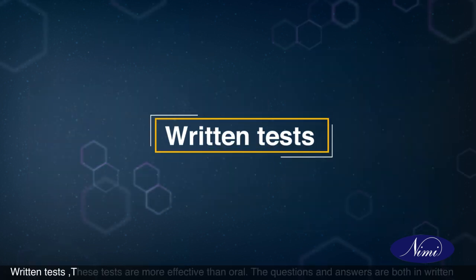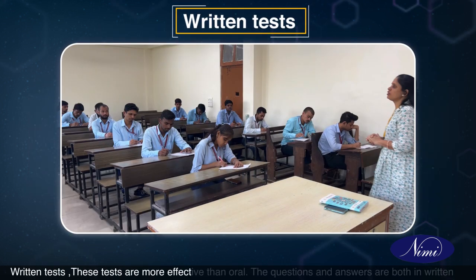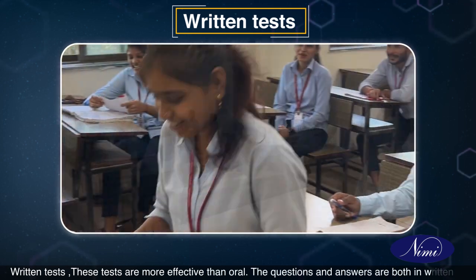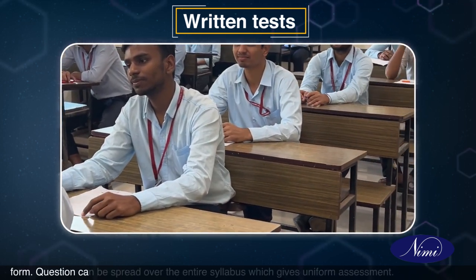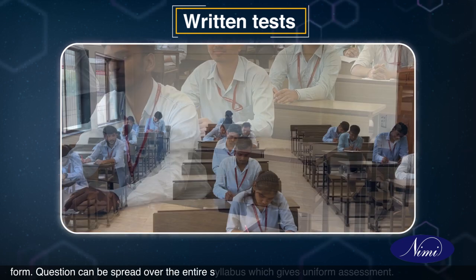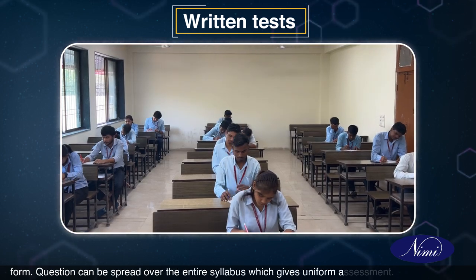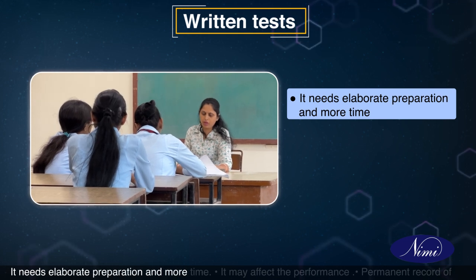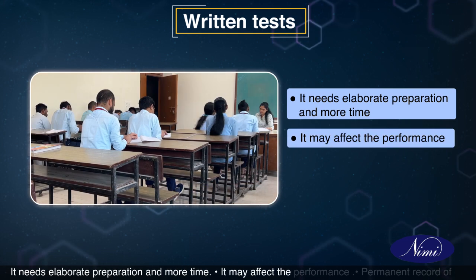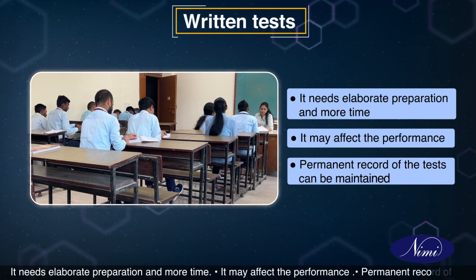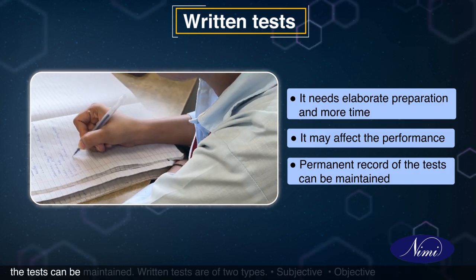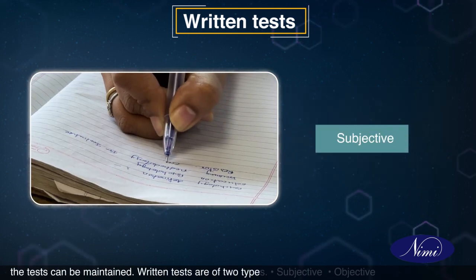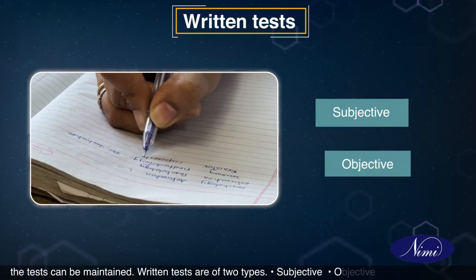Written tests. These tests are more effective than oral. The questions and answers are both in written form. Question can be spread over the entire syllabus, which gives uniform assessment. It needs elaborate preparation and more time. It may affect the performance. Permanent record of the tests can be maintained. Written tests are of 2 types: subjective, objective.